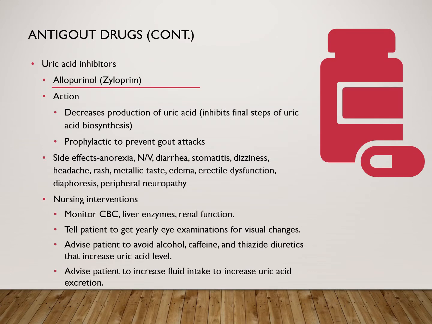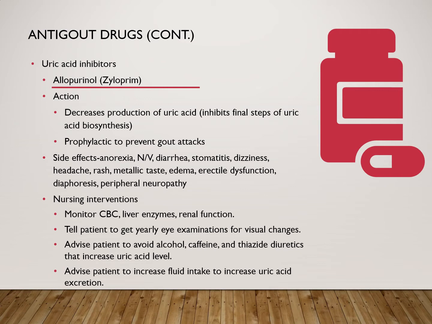Allopurinol, that's a uric acid inhibitor. Its action, it decreases the production of uric acid, inhibits the final steps of the uric acid biosynthesis. It is a prophylactic to prevent gout attacks. Side effects: anorexia, nausea and vomiting, diarrhea, stomatitis, dizziness, headache, rash, metallic taste, edema, erectile dysfunction, diaphoresis, and peripheral neuropathy.